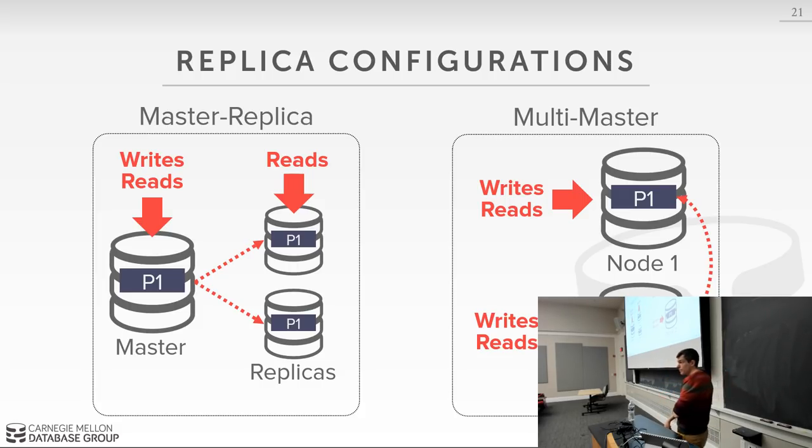All right, this clip. Master-slave or master-replica is probably the most common setup you will see out there. If you're running Postgres, unless you're using CitusDB or one of the ones that make it a shared-nothing system, most Postgres or MySQL installations are going to be like this. You have one machine as the master, then you have a hot standby for your replicas. If the master goes down, you can promote one of the replicas to be the new master.